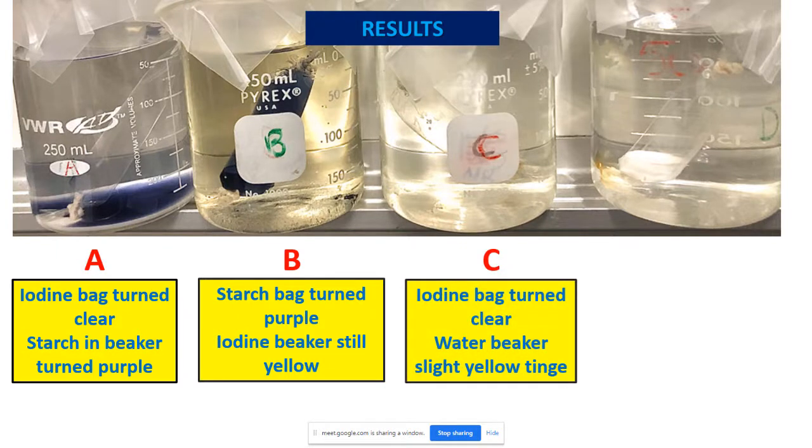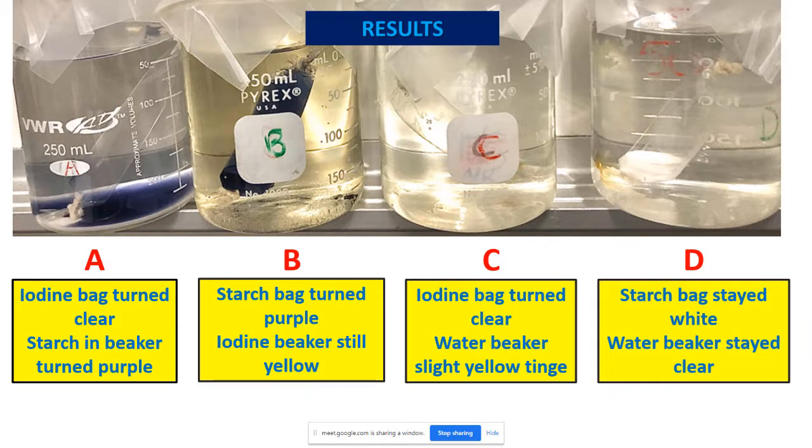Then you have the iodine bag has now turned clear. It was yellow, and the water has taken on a slight yellow tinge. And then in the last one, the starch bag started off as white, and it's still white. And the water beaker started off as clear, and it's still clear as well. So what we're looking for there is to see, did iodine move and did starch move?